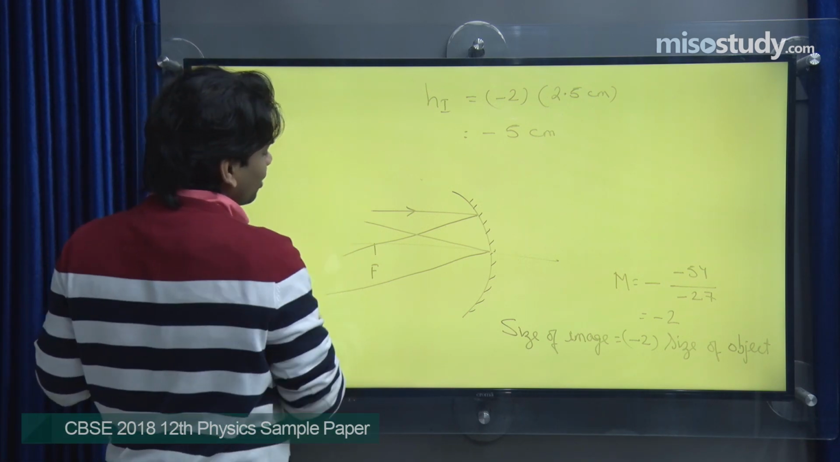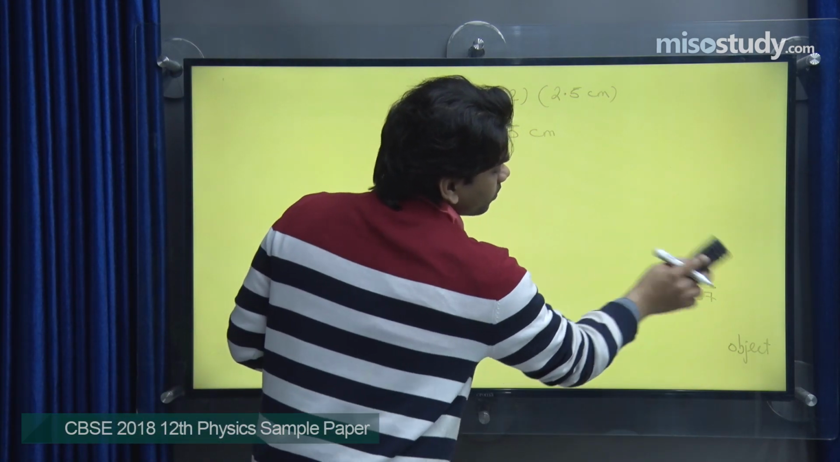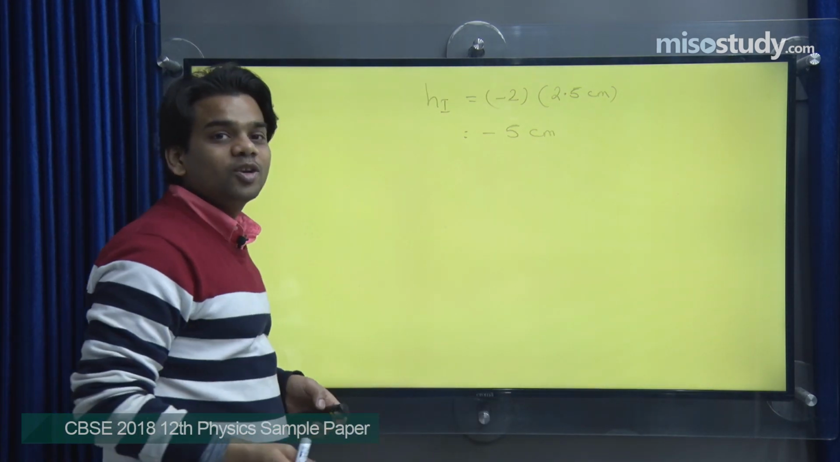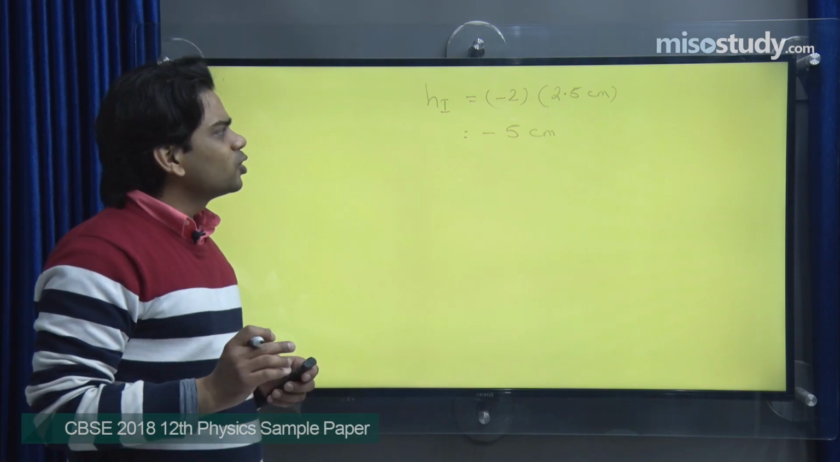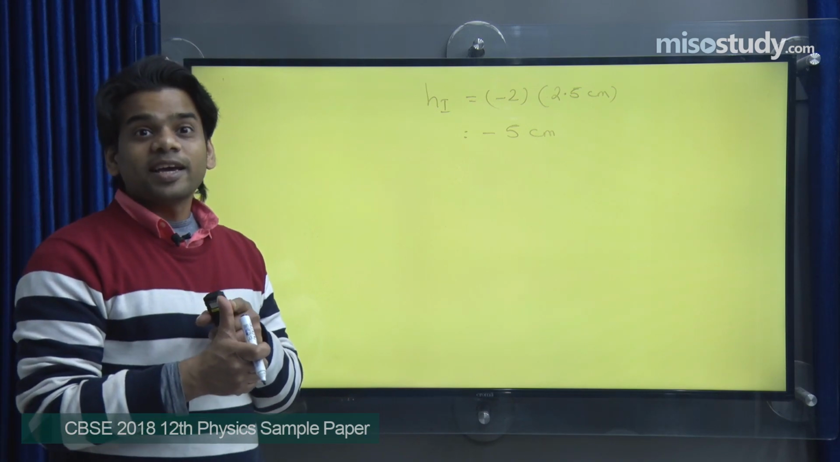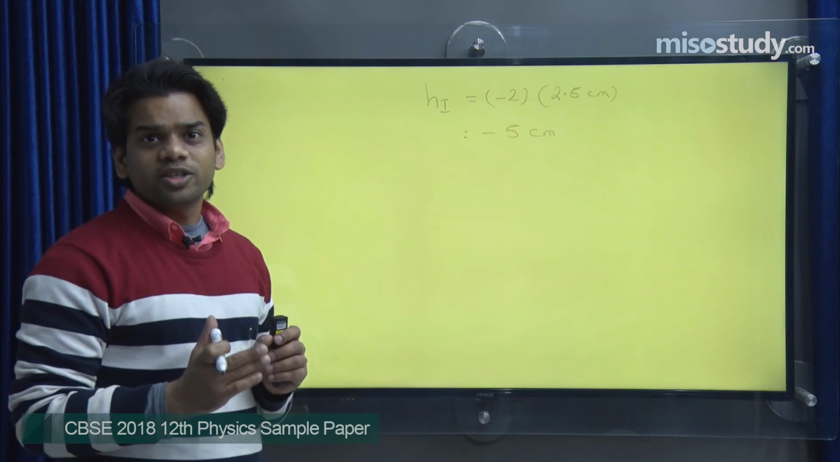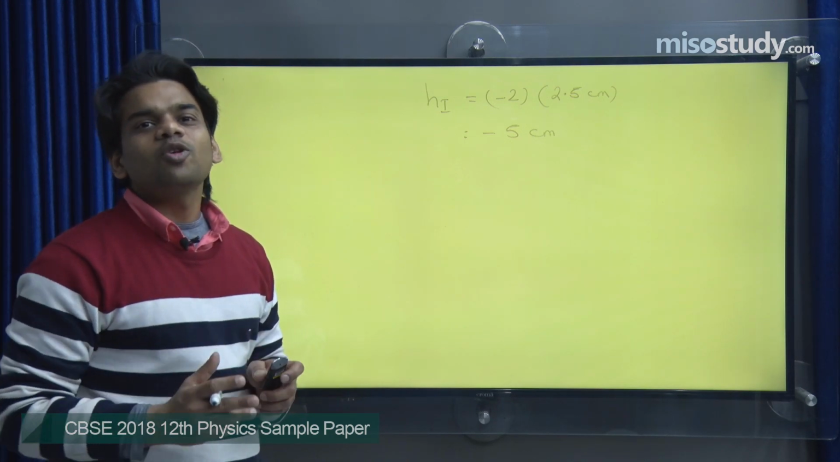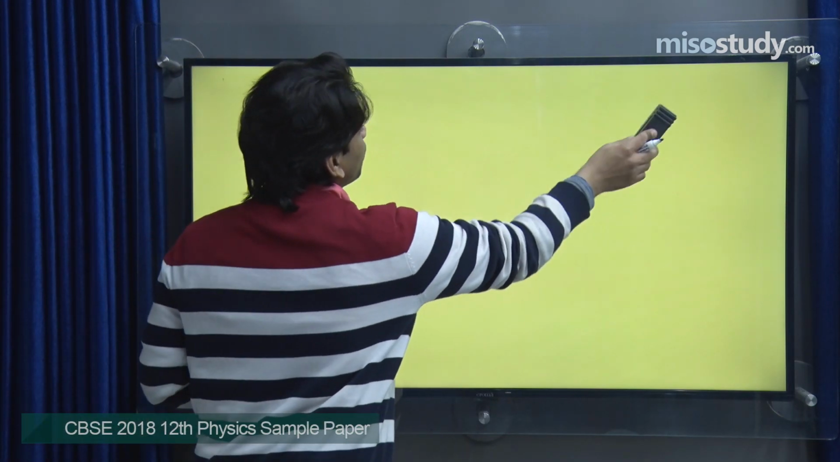So in the last part, you have to write, if you are going to move the candle towards the mirror, the screen has to be shifted away from the mirror. Okay. So three parts we had. We have to evaluate where the image is formed, second, nature and size, and third, how the screen should be shifted. For each part, you will be getting 1 mark. So this way, you have to calculate each part of the question.